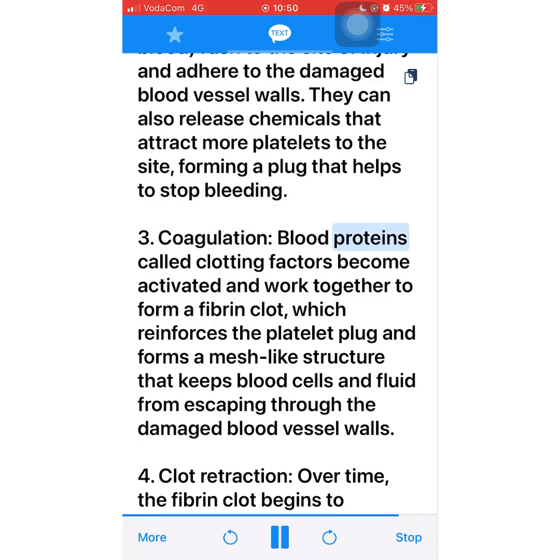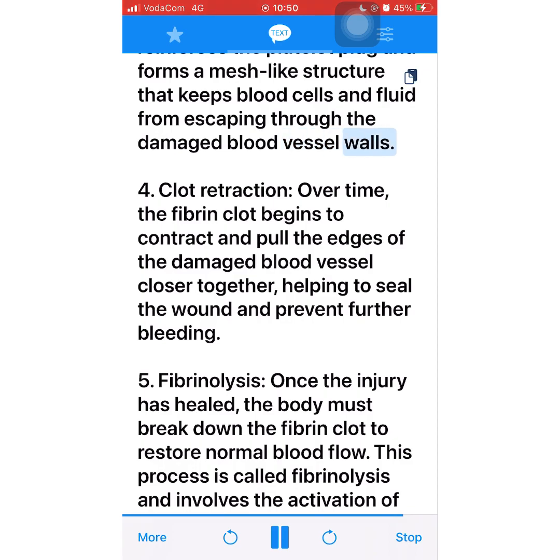3. Coagulation. Blood proteins called clotting factors become activated and work together to form a fibrin clot, which reinforces the platelet plug and forms a mesh-like structure that keeps blood cells and fluid from escaping through the damaged blood vessel walls. 4. Clot retraction. Over time, the fibrin clot begins to contract and pull the edges of the damaged blood vessel closer together, helping to seal the wound and prevent further bleeding.